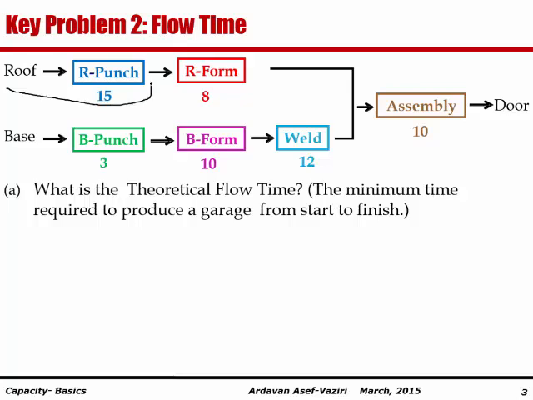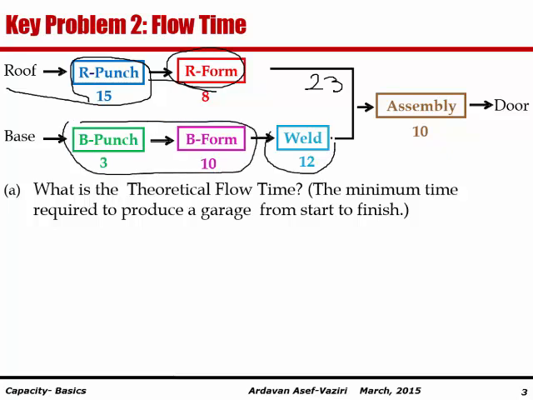Roof will go through this activity, 15 minutes, then this activity, 8 minutes. After 23 minutes, the roof is over there. Base, 3 plus 10, 13, 13 plus 12, 25. So base after 25 minutes is there. But in order to assemble them, they both should be there. Therefore, both of them are there at minute 25, right? And then we will have 10 minutes of assembly, and 35 minutes is the theoretical flow time.